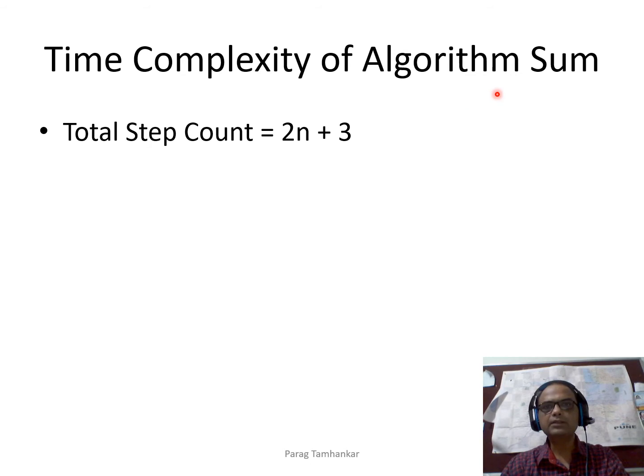Now in 2n plus 3, who is the dominating player? Because 2 is a constant and 3 is also a constant. We are adding 3 and we are multiplying by 2. N is an instance dependent characteristic.